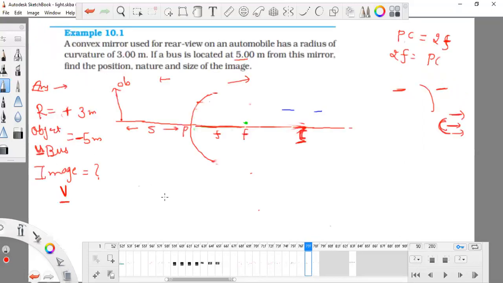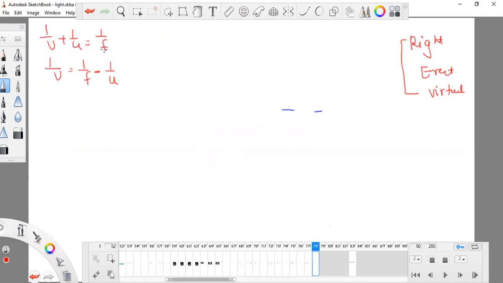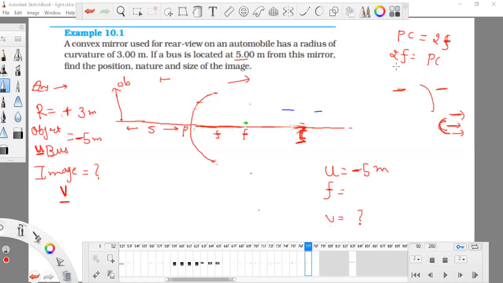So I have the value of U, that is the distance of object, that is 5 meters, and definitely minus 5. Don't forget this because it is at left side. I have to find out V, and I need to find out this F, because it is in my formula, and I don't have the value of F. So how to find out the value of F?